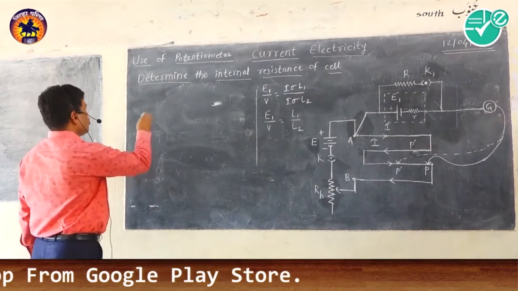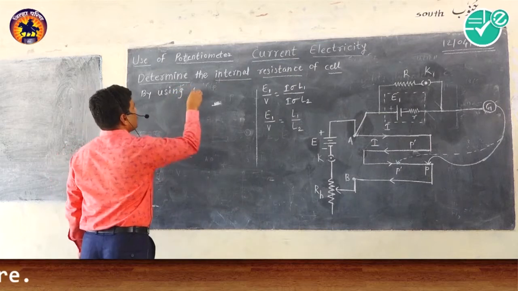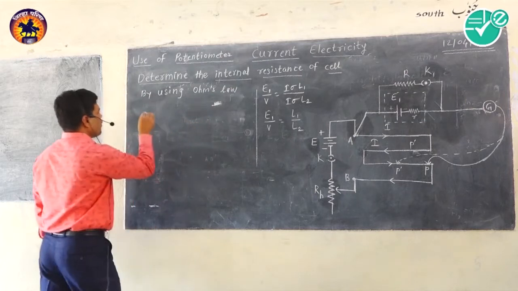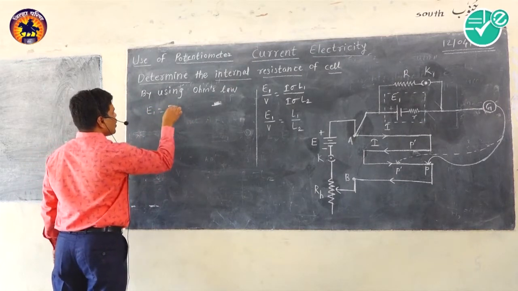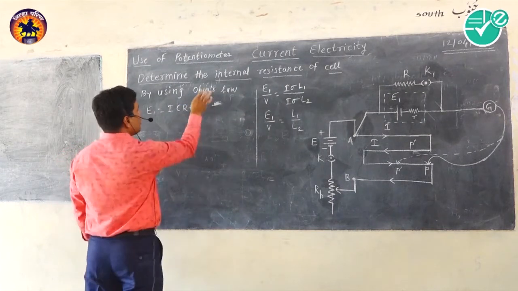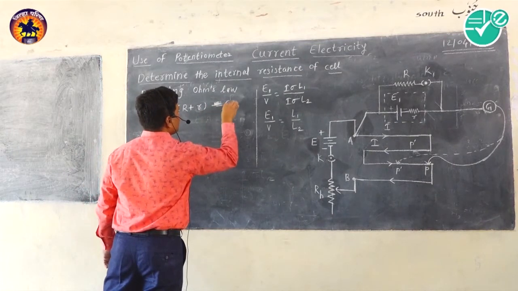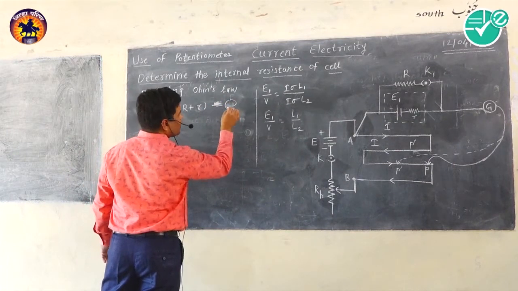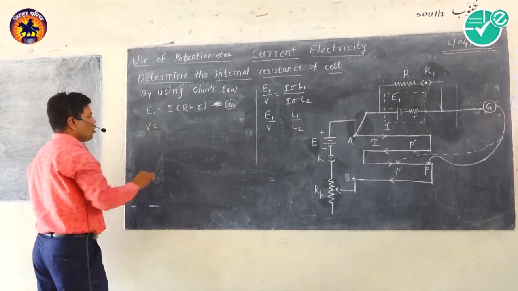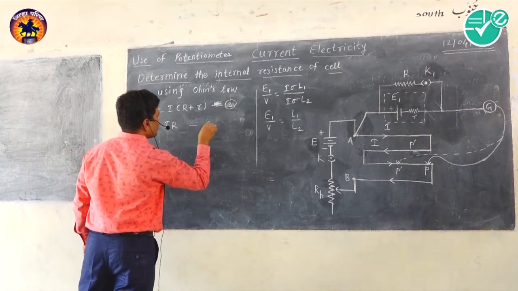By using Ohm's law, we have E1 is equal to I into external resistance plus internal resistance r. This is equation 3. Now the terminal PD of a cell is given by V is equal to I into R. It is also using Ohm's law. It will be equation number 4.